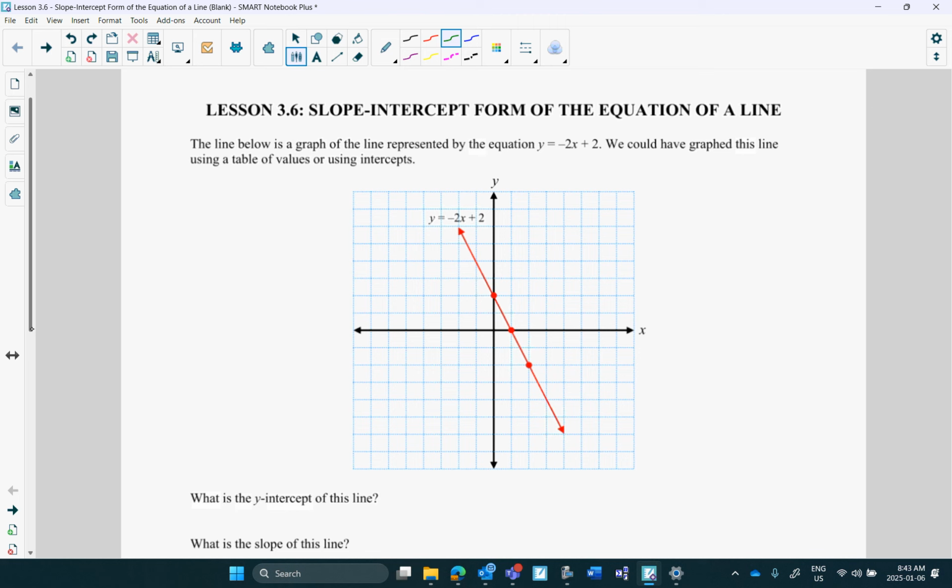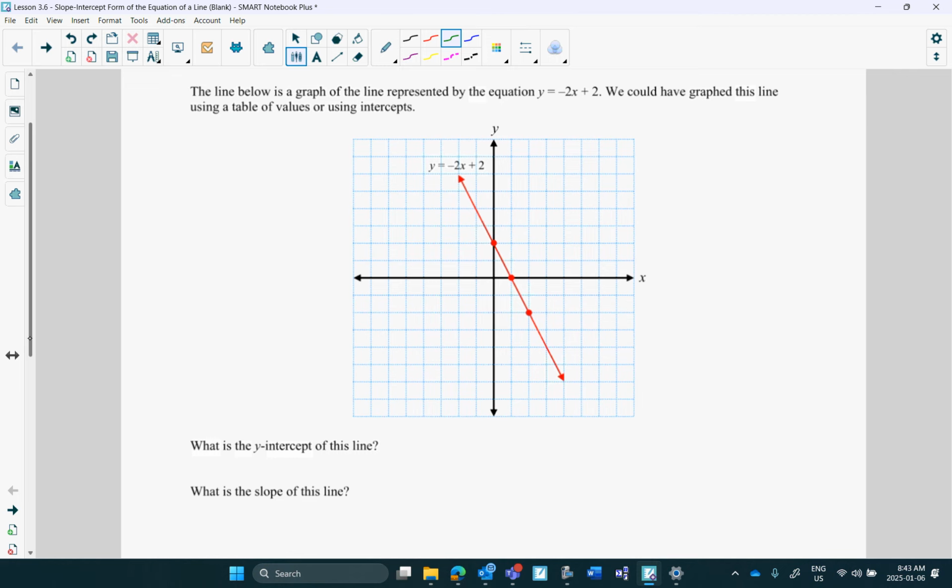So let's say you were asked to graph the line y equals negative 2x plus 2. We could have graphed it using the table of values, could have graphed it using the intercepts method. Regardless, this is what it looks like when we graph it. Okay? Couple of questions. What's the y-intercept of this line? What y value does it go to?